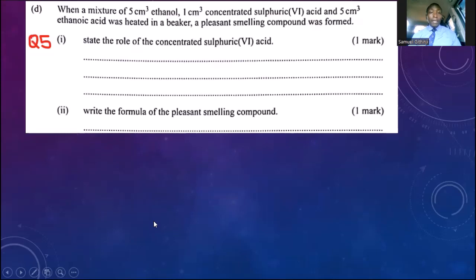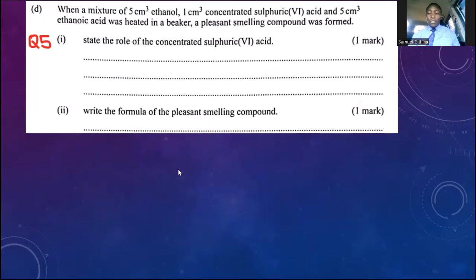We move on. Part D. Yep, we can do esterification. Whatever is given there is the esterification process. So what is the use of concentrated sulfuric acid, because we add drops of sulfuric acid? Then the formula of the compound formed above. Remember what we're doing. We are reacting ethanoic acid and ethanol. What exactly do we form there?